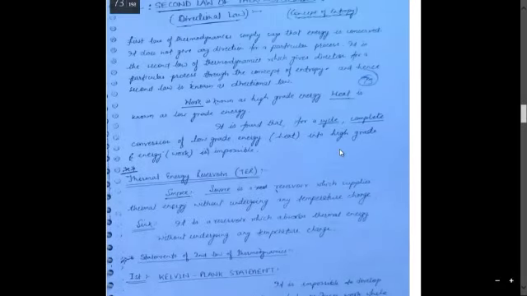Now, we have discussed previously that complete conversion of heat into work is not possible. This is a very important statement, because now we'll move to a statement which comes under the second law of thermodynamics. This is called the Kelvin-Planck statement. We have already said that complete conversion of heat into work is not possible, and that the source is the supplier of heat.